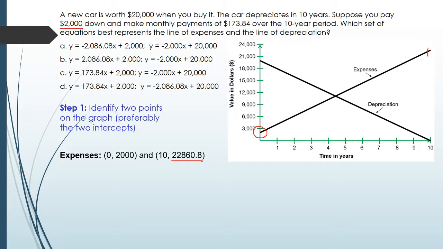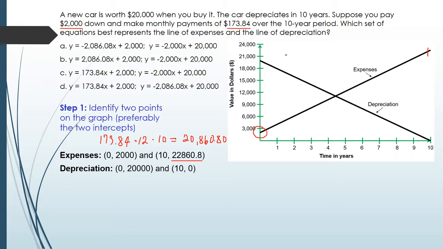Keep in mind, to find that, what we need to do is multiply the monthly payment of $173.84, right? That comes from right here. We multiply that by 12 to see how much we pay in 1 year. And remember, we're doing 10 years, so multiply that by 10. When you do that, you get $20,860.80. But we have to include the $2,000 that we already put down, and that's where I got $22,860.80 from.